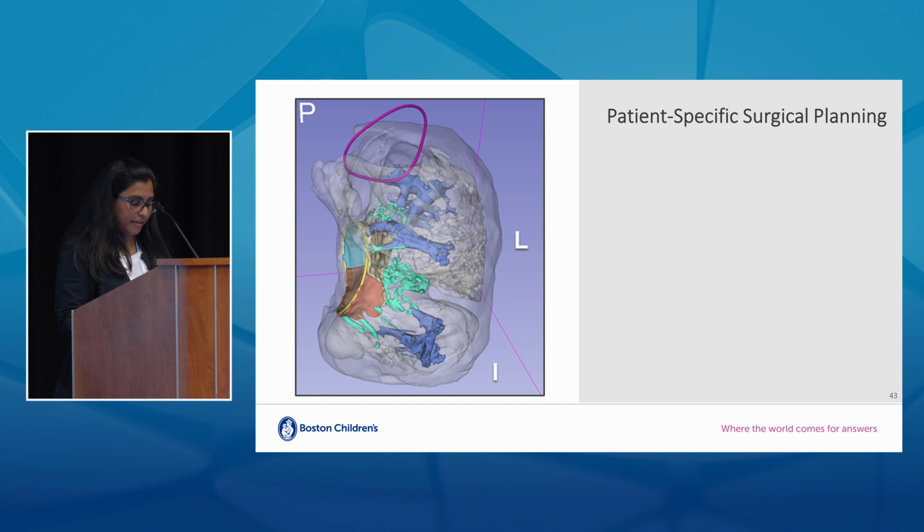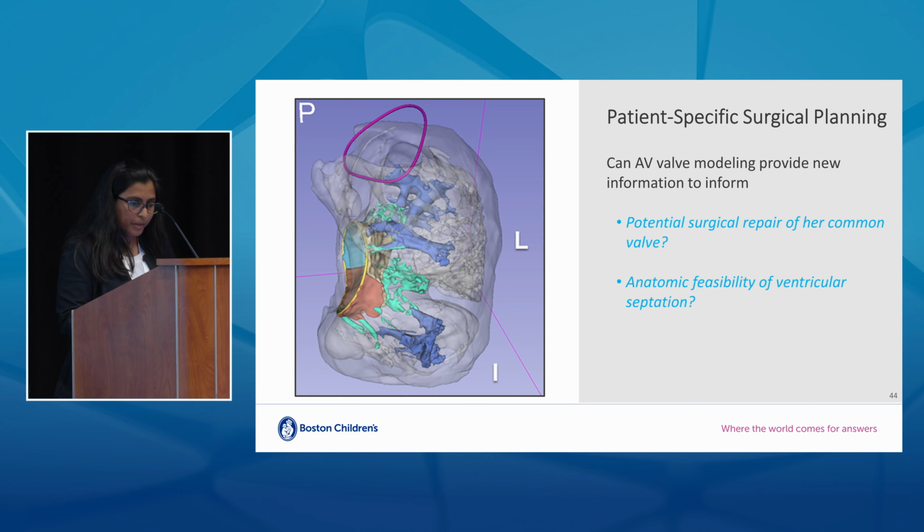So this is a case of an 11-year-old patient with heterotaxy, a right dominant AV canal with aortic atresia, and you can see the neo-aortic annulus in pink, and superior and inferior ventricles. She underwent a single ventricle palliation culminating in a lateral tunnel Fontan. So this patient presented with progressive left-sided AV valve regurgitation, depressed LV function, and plastic bronchitis. So the question for our group was, how can AV valve modeling inform potential surgical repair of her common valve, and how can it inform anatomic feasibility of a ventricular septation?